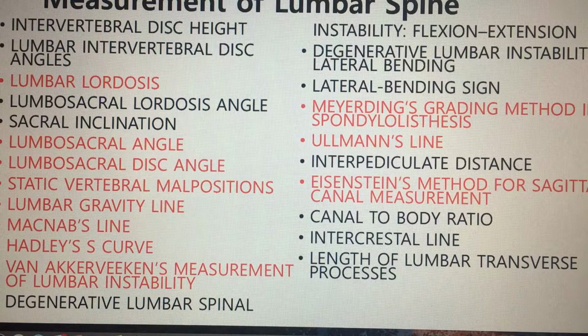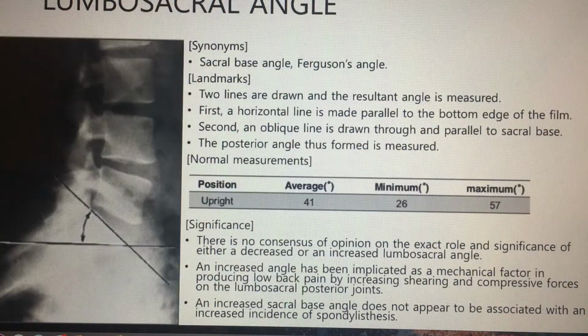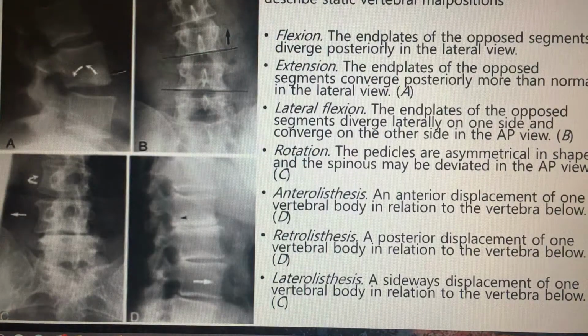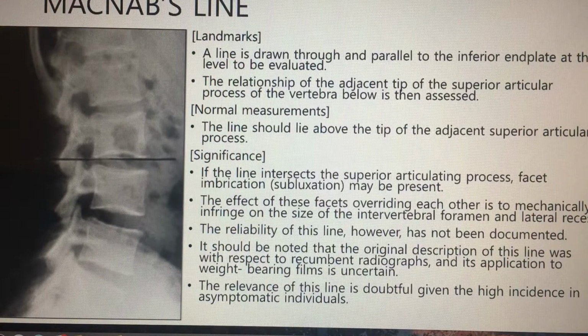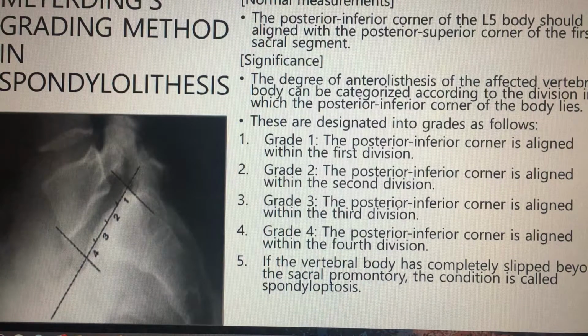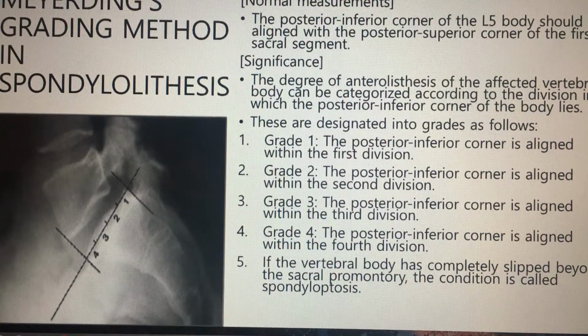There are many alignment measurements of the lumbar spine. Today, let's see Meyerding's grading method in spondylolisthesis. Spondylolisthesis is the slippage or displacement of one vertebra compared to another.